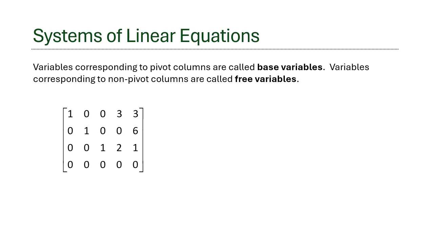Okay, so how about this situation? Now we do have a free variable. Variable 4 is a free variable. So how is this going to work? Well, go through the process. We've already made it to step 3. We have our reduced echelon form. So I'm going to convert this back to a system of equations. x1 plus 3x4 equals 3, x2 equals 6. Great, single number for that one. x3 plus 2x4 equals 1, and x4 is the free variable.